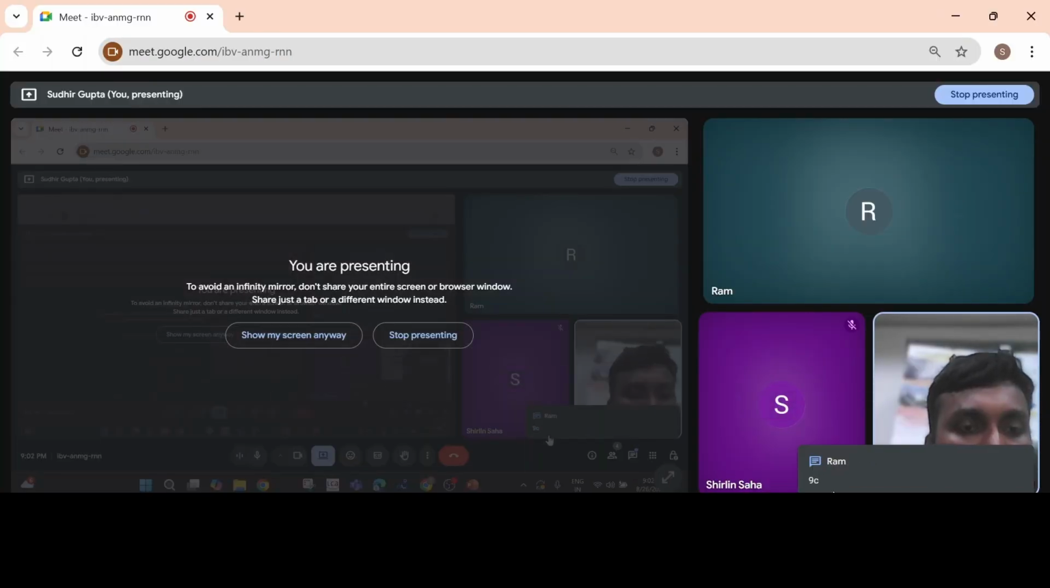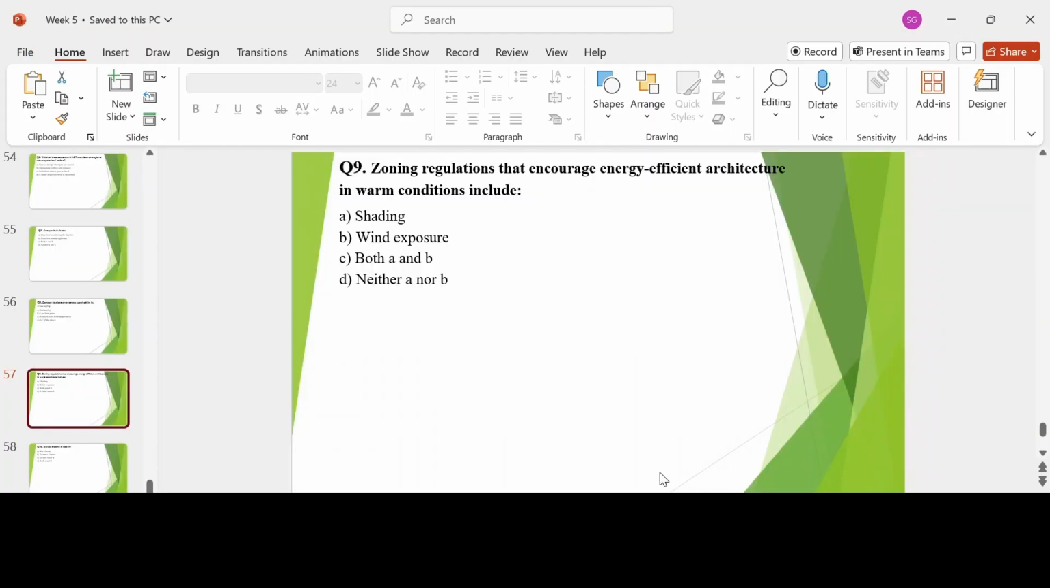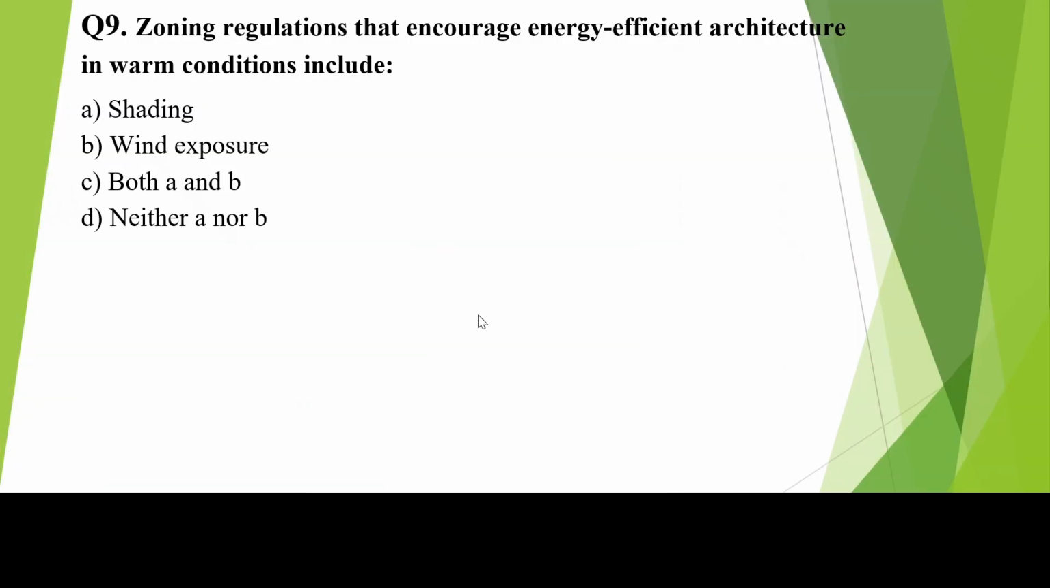As I can see, these two, Selenium and Ram, are very active. They are actively participating in the session, and they have marked option C for question number 9, and they are absolutely correct. Energy efficient zoning must provide shading strategies and exposure to beneficial winds for passive cooling in warm conditions. So both A and B is the correct answer for question number 9. That's why option C was opted and they are absolutely correct.